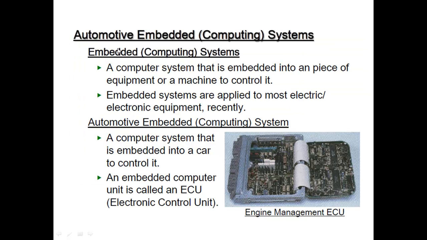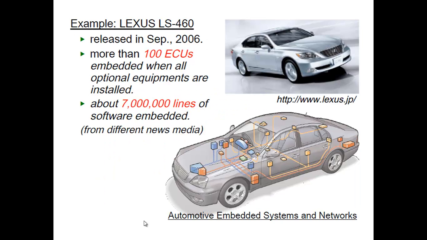So first we'll see the automotive embedded computing system. What is an embedded computing system? A small computer system itself embedded in a piece of equipment or in a machine to control it. That is embedded. Embedded systems are mostly applied to electric or electronic equipment. So an automotive embedded computing system is a computer system that is embedded into the car to control it. The embedded computer unit is called an ECU, electronic control unit.